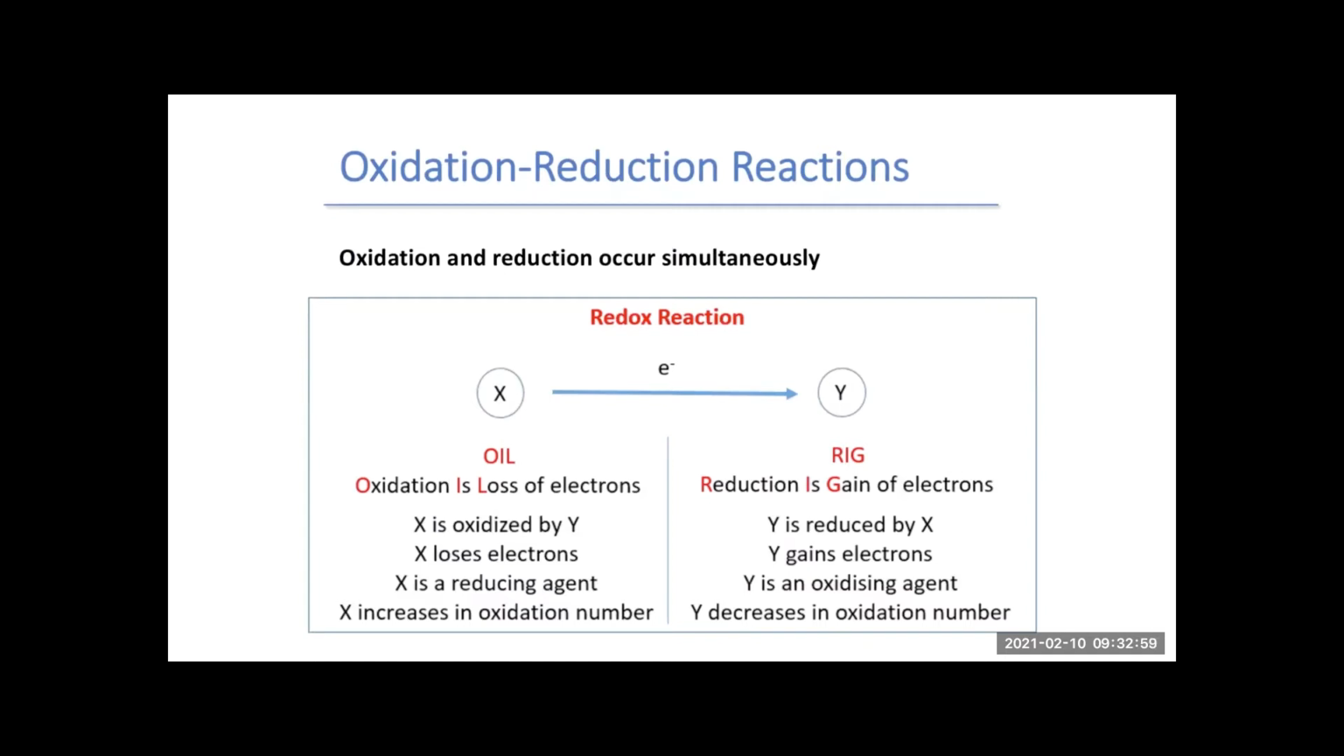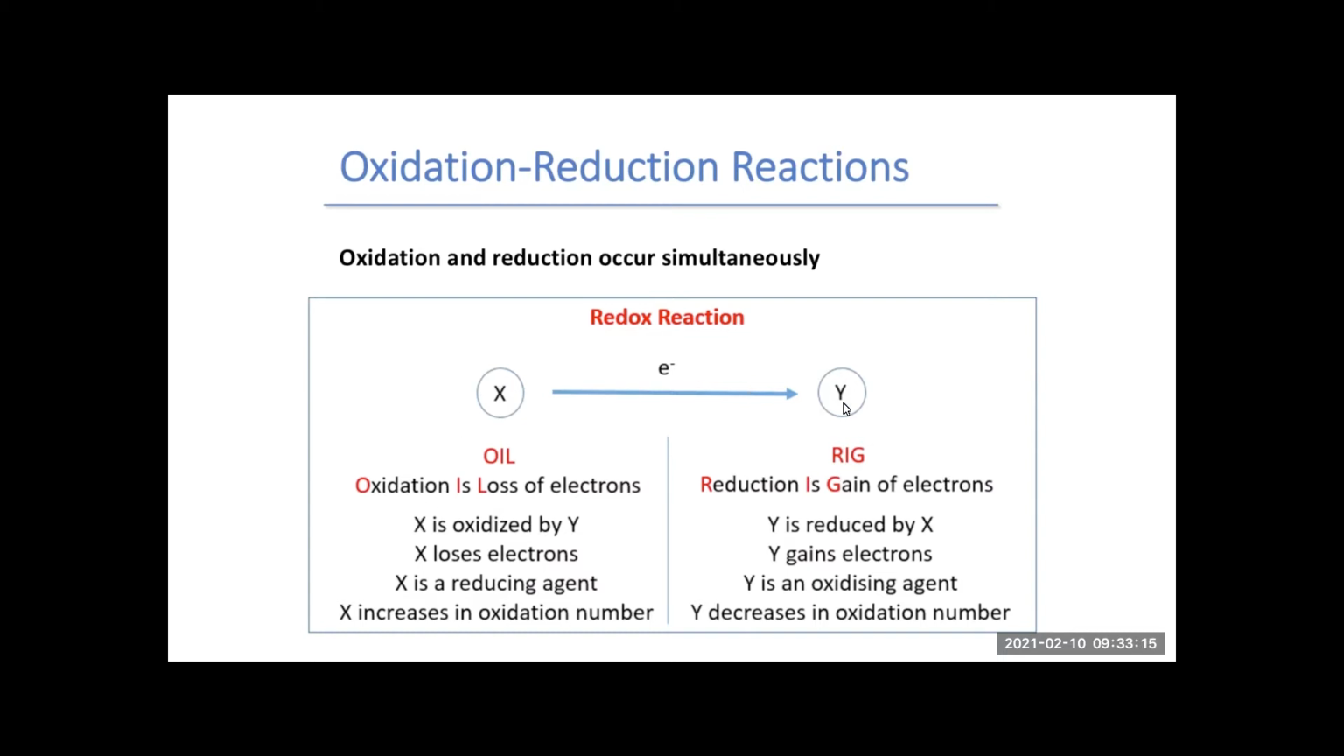Now, in order to remember which one is gaining or losing electrons, we can use a mnemonic device. One of them is called OIL RIG. OIL: oxidation is loss of electrons. RIG: reduction is gain of electrons.